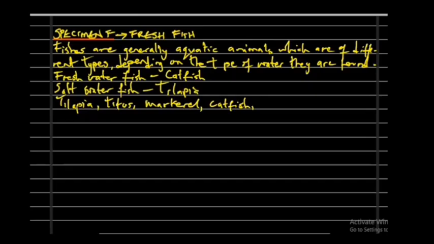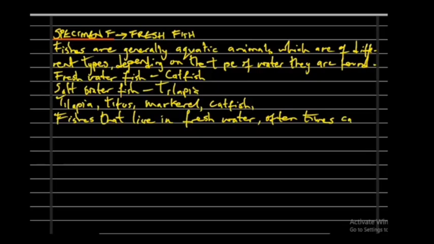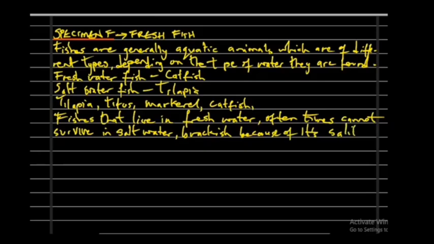Fishes that live in fresh water, like the catfish that we made mention of earlier, oftentimes cannot survive in salt water or brackish water because of its salinity, that's the salt content of that water. So we discover that most times these fishes are found in the environment, and they continue to live in the environment where they actually are found.